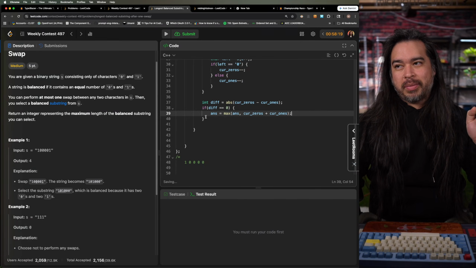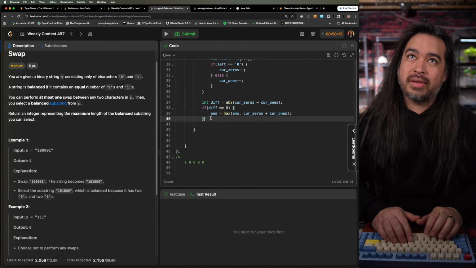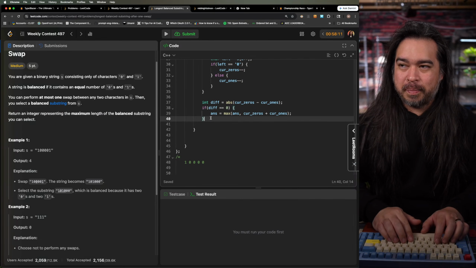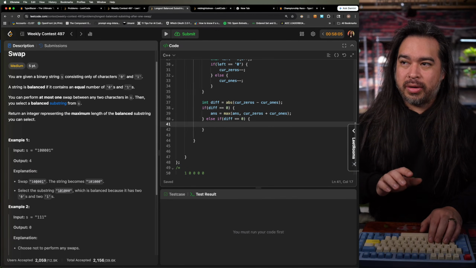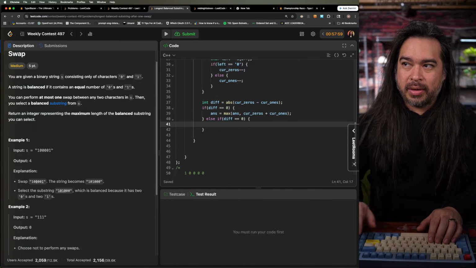What am I doing, man? If it's 1, then there's not much you can do to get it equal. But if it's 2, then we could potentially swap. But I don't know how we're gonna do it yet.